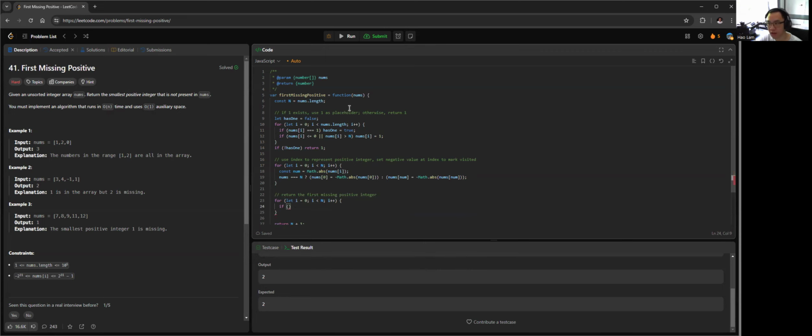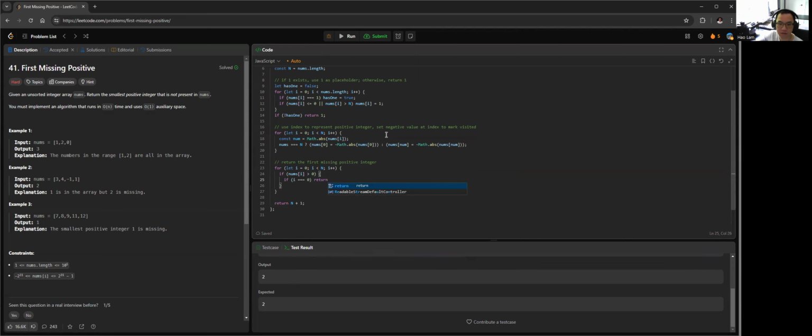So if nums of i is greater than 0, then we can return something. If i is 0, we can return n. Otherwise we will return i.